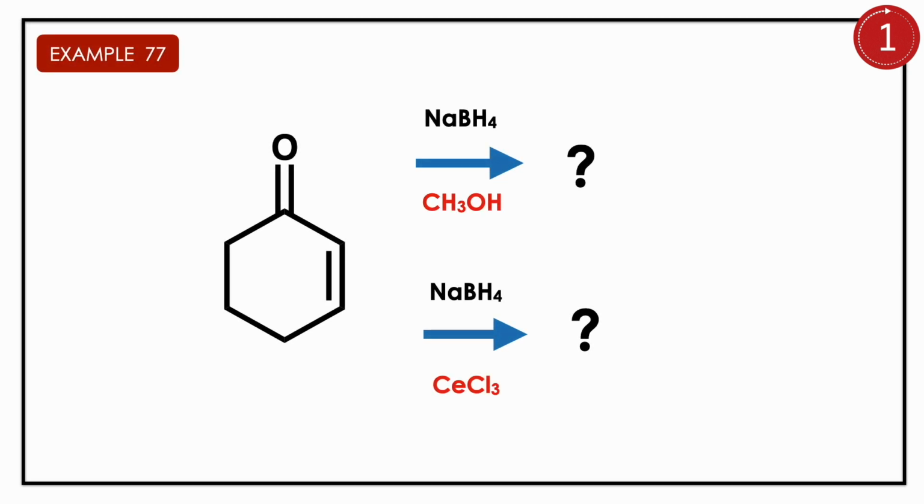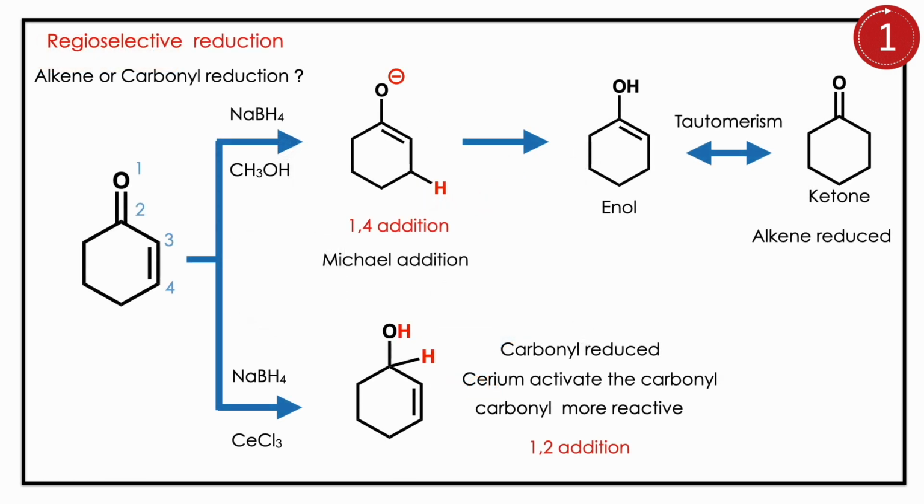Then the next example, here you have cyclohexenone, alpha, beta unsaturated ketone. In the first set of reaction, you are reacting with sodium borohydride with methanol. Second reaction, sodium borohydride with cerium chloride. You should find what will be the final product. The reaction is a regioselective reduction. If you use simple sodium borohydride, it will undergo 1,4 addition. Since the hydrogen nucleophiles are soft, it attacks the fourth position. So 1,4 addition happened, which is the Michael addition reaction.